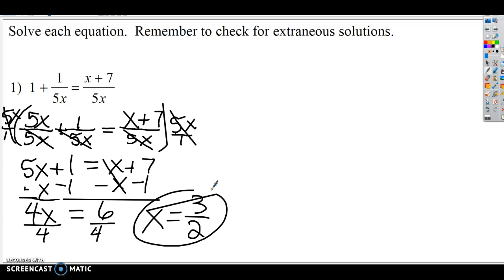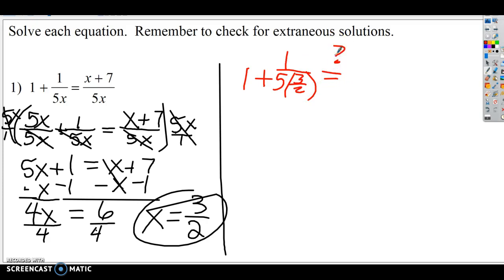Okay, so if you plug in, I'm going to have 1 plus 1 over 5 times 3 halves. And I'm checking this, so I want to know, does that equal 3 halves plus 7 over 5 times 3 halves? So this gives you some practice with fractions again as well. So remember, you can put any number over 1. I'm going to leave this for now, and I've got plus 1 over, and this becomes 15 over 2.